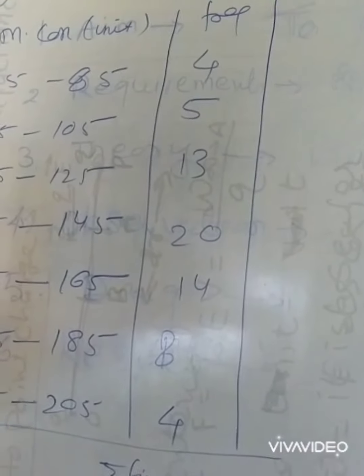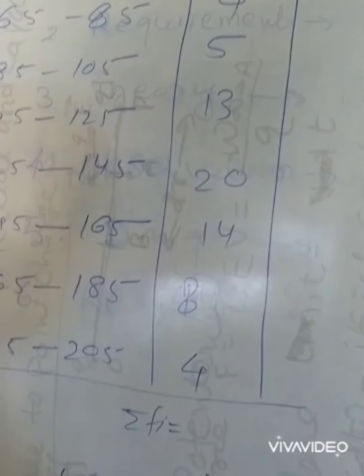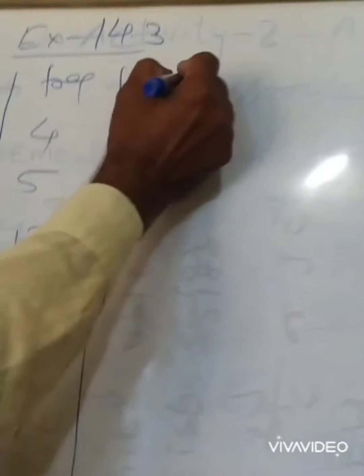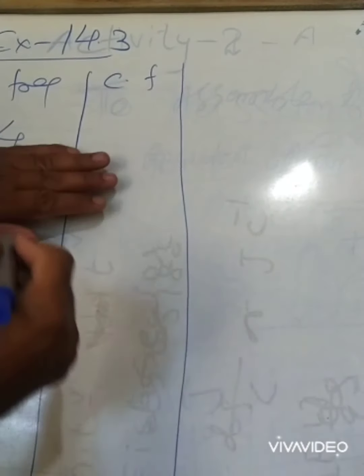In the previous lecture we talked about the median formula: L plus (n by 2 minus CF) by f into h. So we will make the cumulative frequency, that is CF, which is called the cumulative frequency, that you have made in the 9th class also.